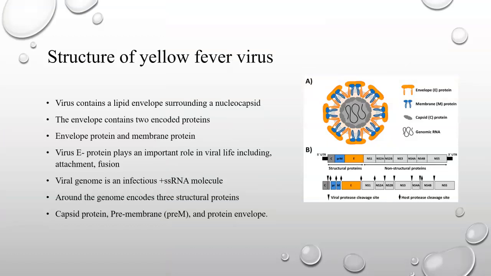This is the structure of the yellow fever virus. Like I said earlier, it is an enveloped virus. The nucleocapsid is surrounded by a lipid envelope, and the envelope contains two major proteins: the envelope protein and the membrane protein. The envelope protein plays an important role in the virus life cycle, including attachment, fusion, and sometimes it helps in assembling the new virion particles. The genome is an infectious RNA molecule, and within this RNA molecule it encodes three structural proteins: the capsid protein, the pre-membrane protein, and the envelope protein.